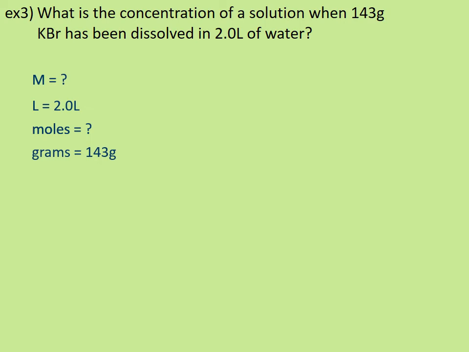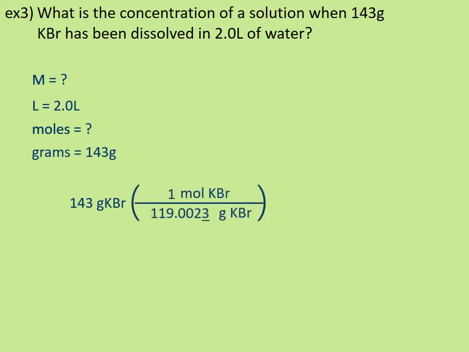And when I've been given grams, my first step in concentration questions will always be to switch those grams into moles. So 143 grams KBr, big brackets, grams on the bottom, moles on top. 1 mole equals the mass off the periodic table. Grams and grams factor out, and that means I'm starting with 1.201657 moles of KBr.